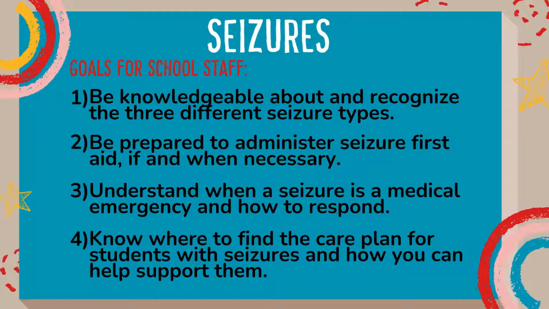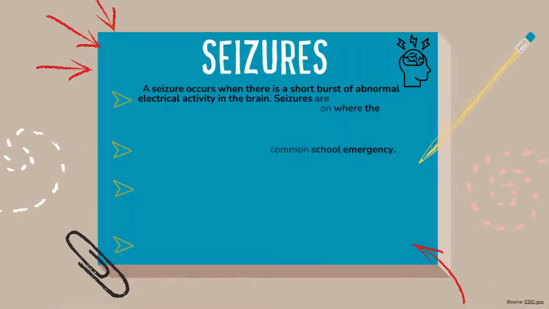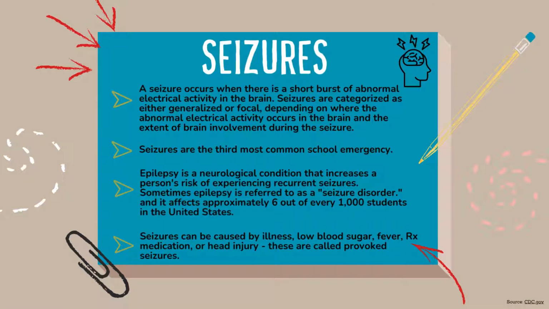The goal is for all school staff to be knowledgeable about and recognize the 3 different seizure types, to be prepared to administer seizure first aid, if and when necessary, to understand when a seizure is a medical emergency and how to respond, and finally, to know where to find the care plan for students with seizures and how you can help support them.